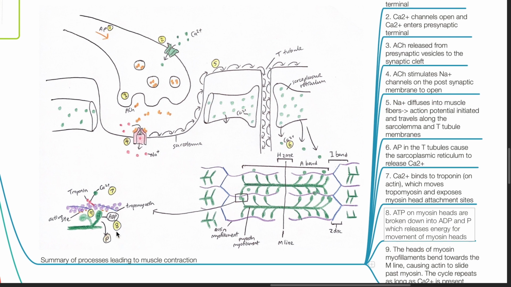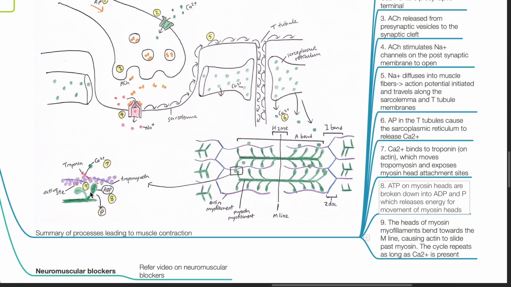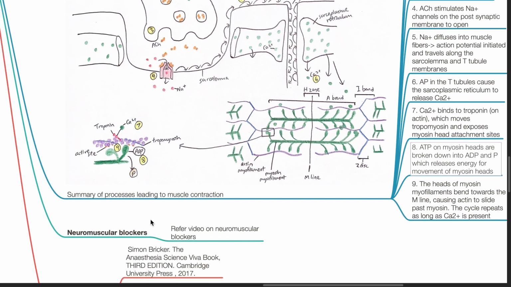Number 9. The heads of the myosin filaments bend towards the M line, causing actin to slide past myosin. The cycle repeats as long as calcium is present. For neuromuscular blockers, refer to the video on the discussion on neuromuscular blockers.